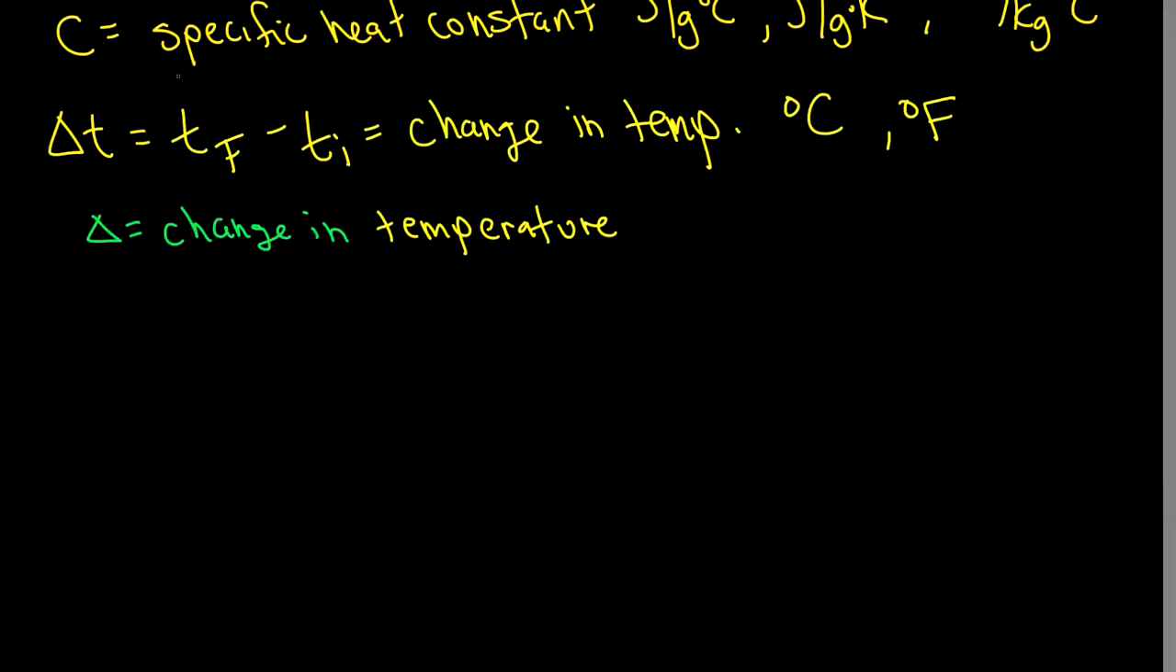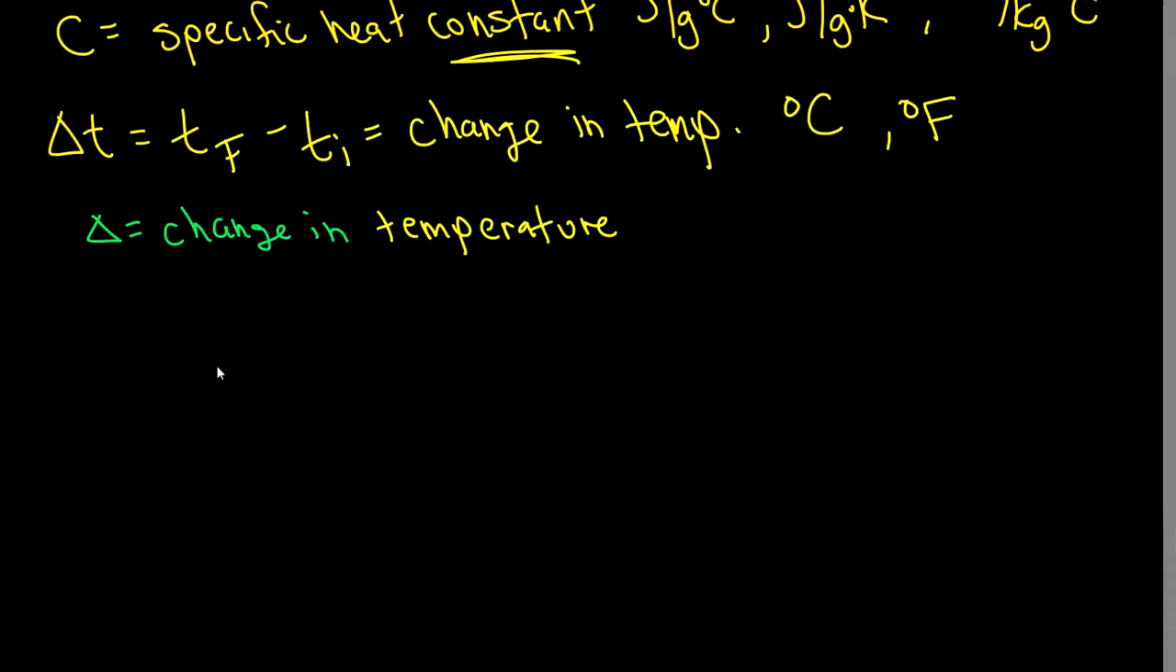We said C was a specific heat constant. A constant means it's a value that doesn't change. So all these substances will have different specific heats. Some of them you may end up memorizing, some of them you may just know by heart because you use it so much. These values aren't going to change for their substance.